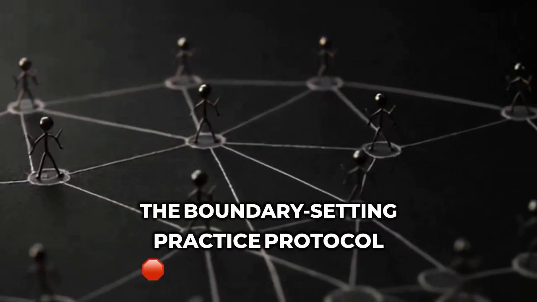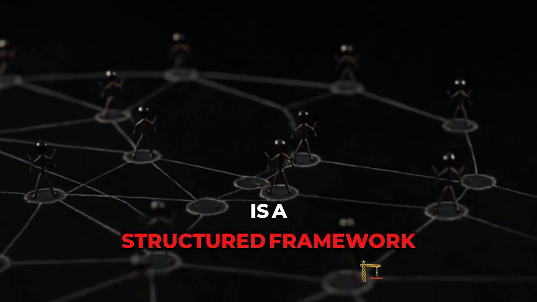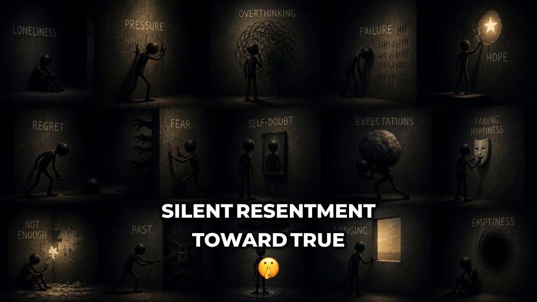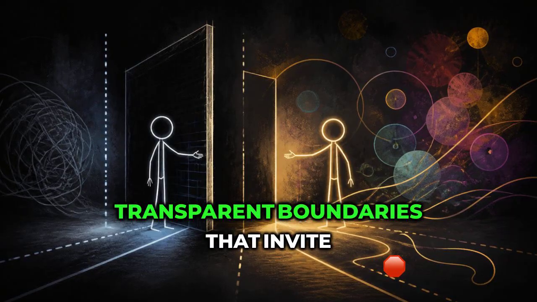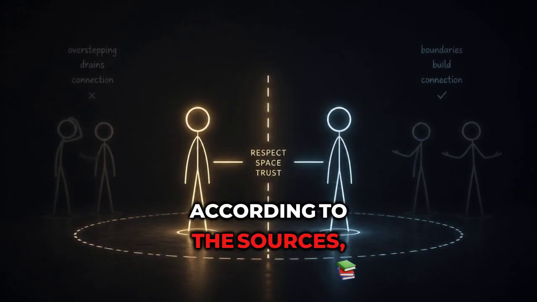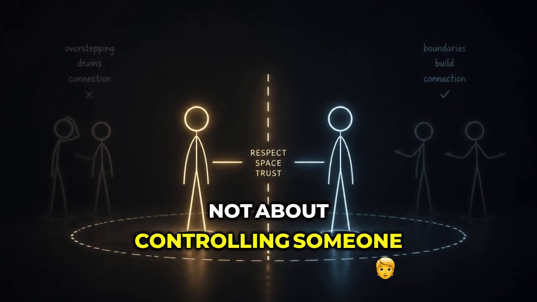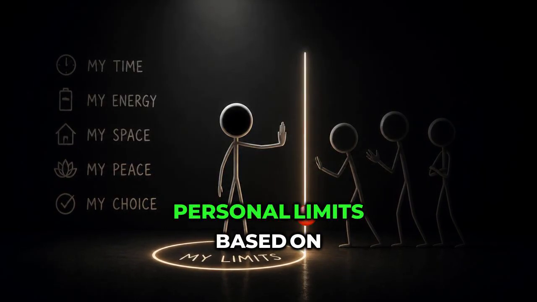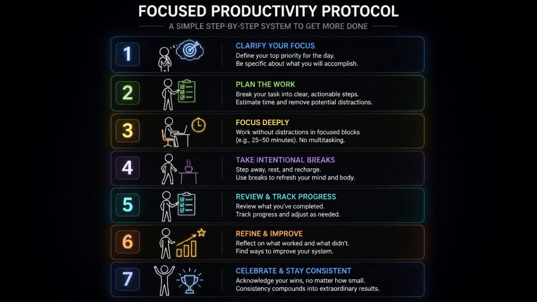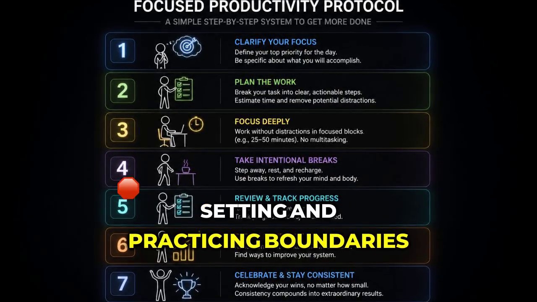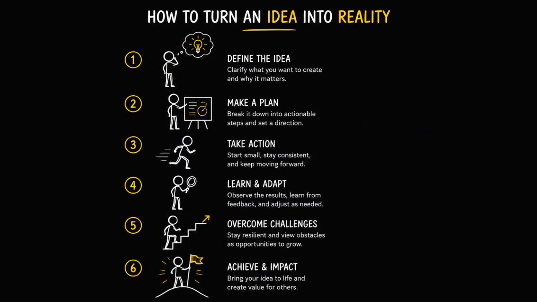The boundary setting practice protocol is a structured framework designed to move away from opaque walls or silent resentment toward true, transparent boundaries that invite deeper connection. According to the sources, a healthy boundary is not about controlling someone else's behavior, but is a firm declaration of your own personal limits based on your values. The following steps outline the core protocol for setting and practicing boundaries effectively.